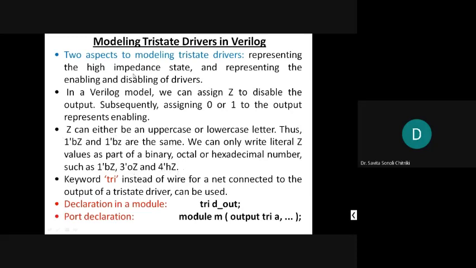And how to model these tri-state drivers? A keyword tri is used instead of wire. Instead of using wire, we use tri. If we use a bidirectional wire, it is going to represent either 0 or 1. So a keyword tri instead of wire for a net connected to an output of the tri-state driver can be used. So declaration in a model: if we have taken D out, then you are declaring it as tri D out. As a port declaration, module M, output tri D out, like that you can go on continuing, right? That's how we define using a tri keyword.